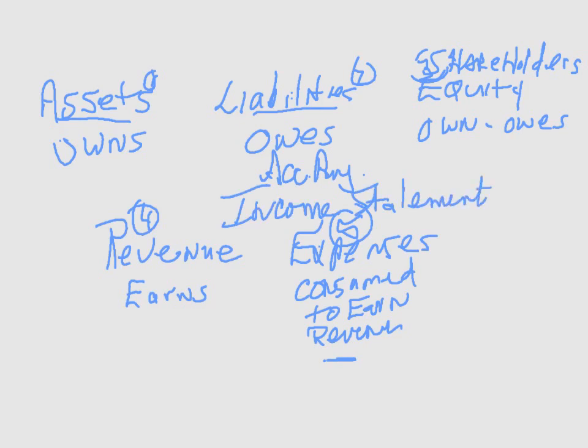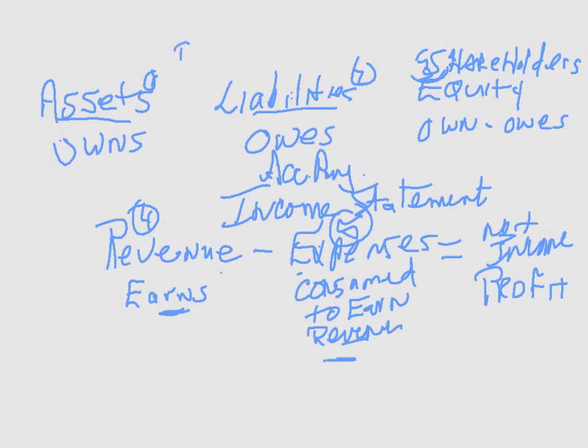Now, an income statement is simply the revenue the business earned minus the expenses that they consumed to earn that revenue. And that difference is called net income or profit. Both terms mean the same thing. So that's your income statement. And that summarizes these two categories of accounts, business accounts.